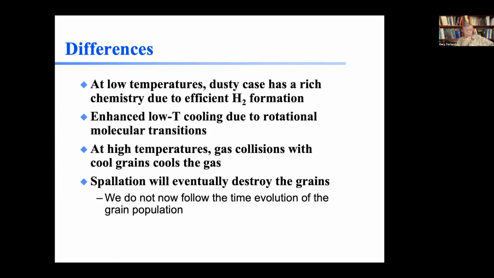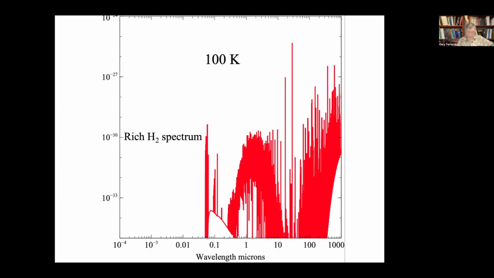At high temperatures, gas collisions with the cool grains cool the gas. We don't follow the time evolution of grains, but at high temperatures in that cooling function, the grains were cool enough to survive. The process of spallation will eventually destroy the grain. That's when high energy particles collide with the surface and chip pieces off. We don't follow that. But let's finish by looking at some sample spectra.